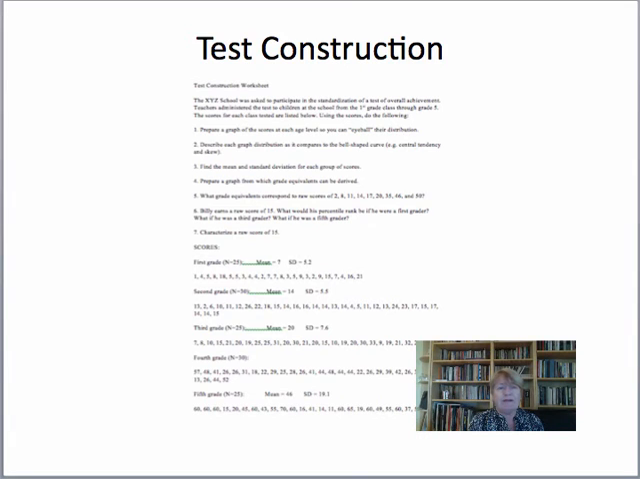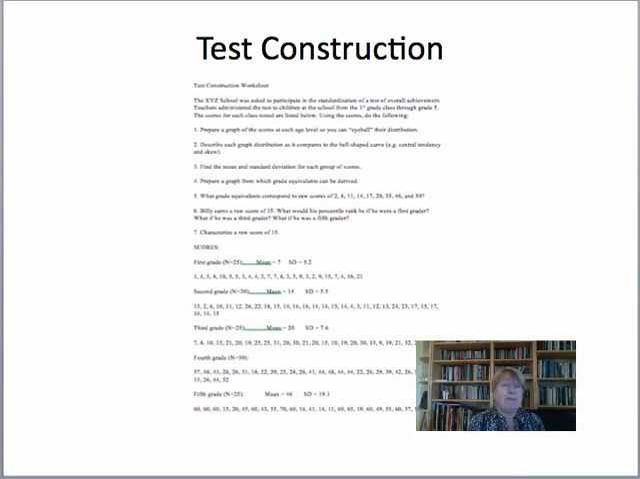Second and third grade, the test is okay. Fourth grade, who knows what's going on. So eyeballing it, we would say, I don't know about this test. Maybe I'd use it for second and third graders, maybe, but I wouldn't use it for the other groups.